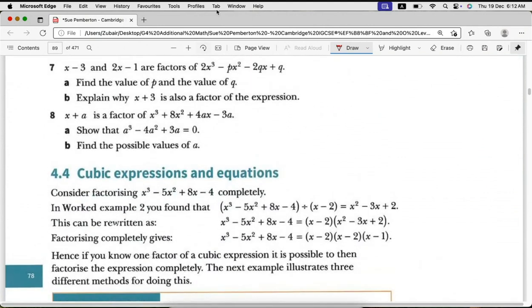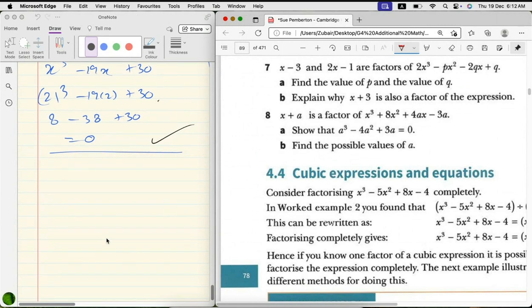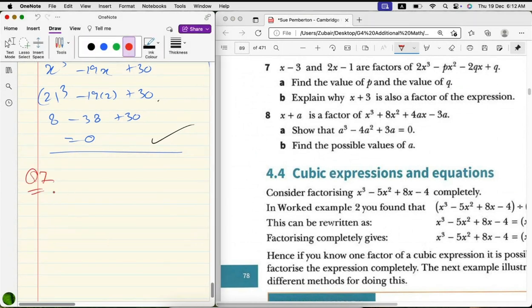Let's try question number 7. It says x minus 3 and 2x minus 1 are the factors of the polynomial 2x cube minus px square minus 2qx plus q. Find the values of p and q.